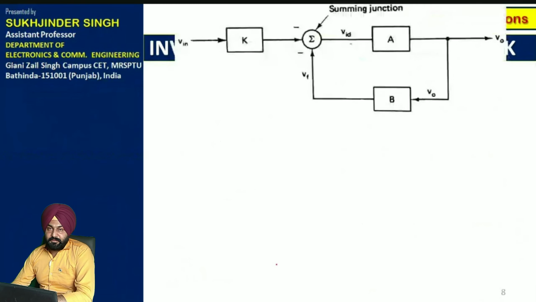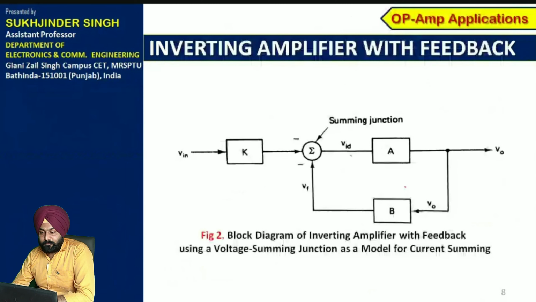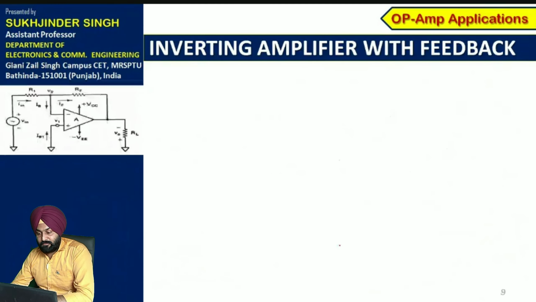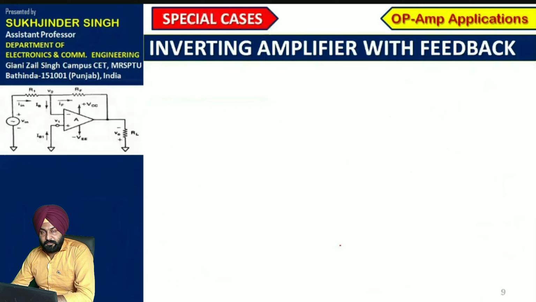So the same can be represented with the help of a block diagram, where in the forward path there is a block of value K, and another of value B in feedback, that is the feedback factor. Output voltage is V naught, input voltage is represented as V in, and there is a feedback signal VF, and there is a summing point. This one is basically a voltage summing junction as a model for current summing.